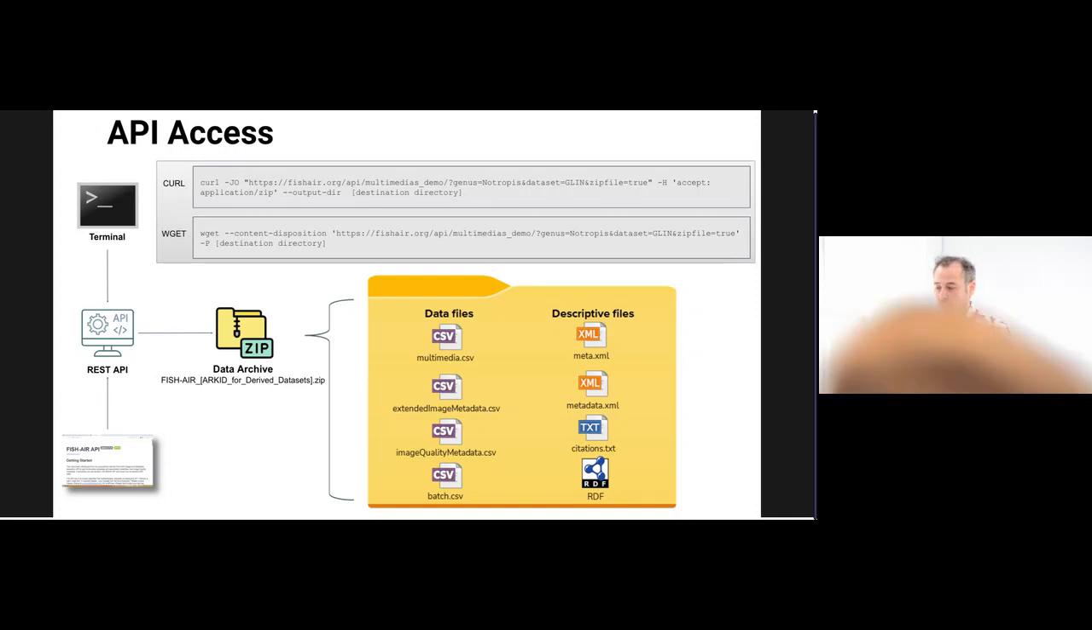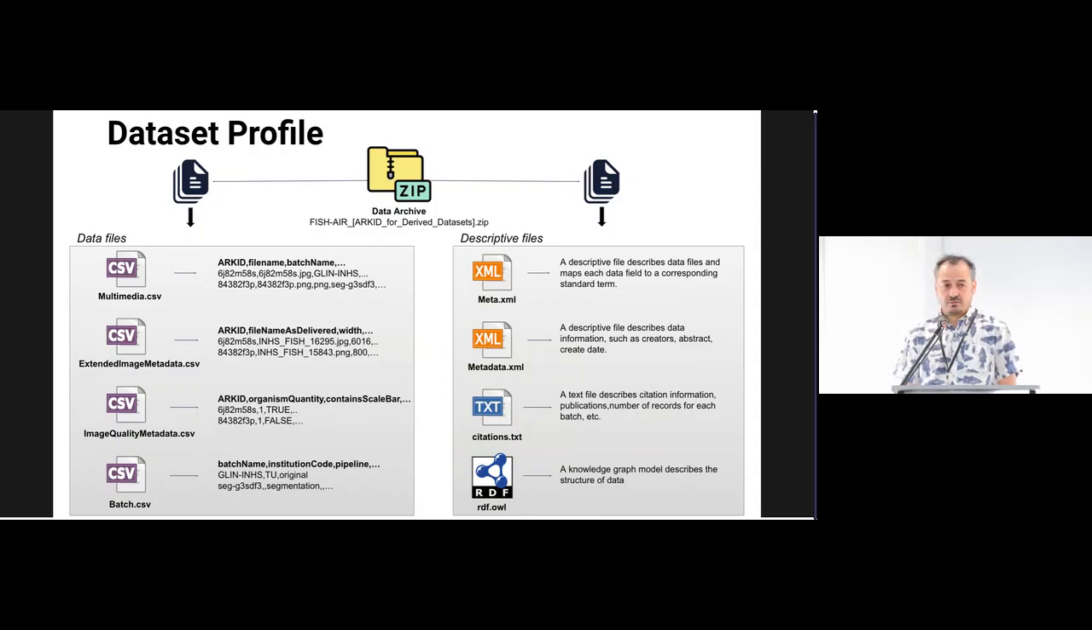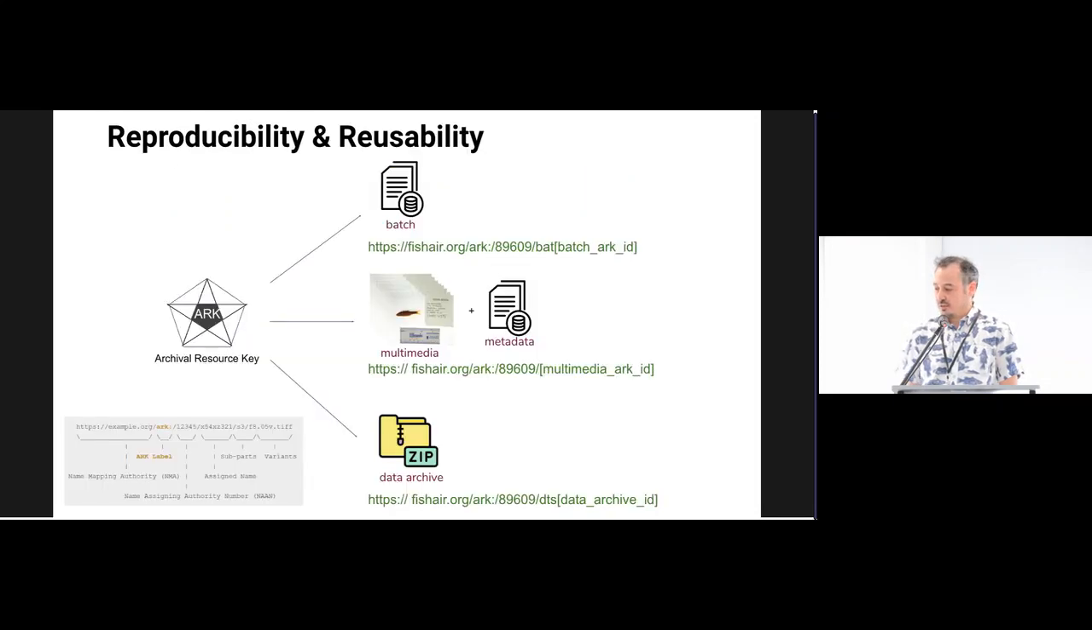And how to get the data? You can either upload or download through the API. You can use a terminal to access our database. The address is fishair.org, or you can use our web API to access the data. And you are going to receive a package like this after you search for some parameters. You will download some data files, and you will download some descriptive files that describe the structure of the data file and each metadata term, and the details and citations, etc.